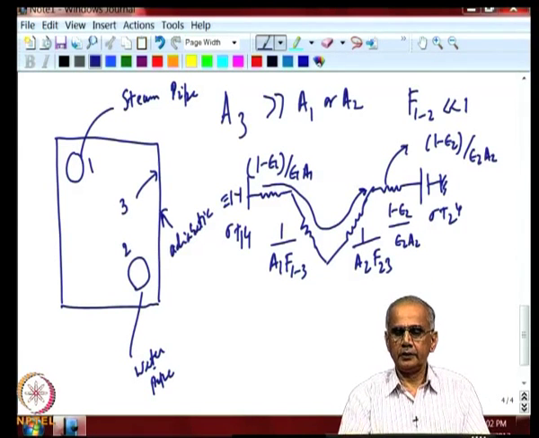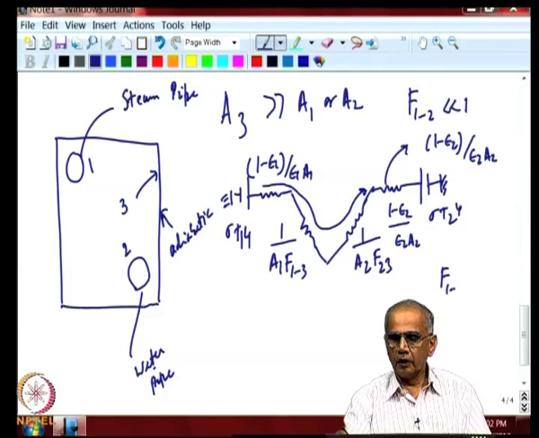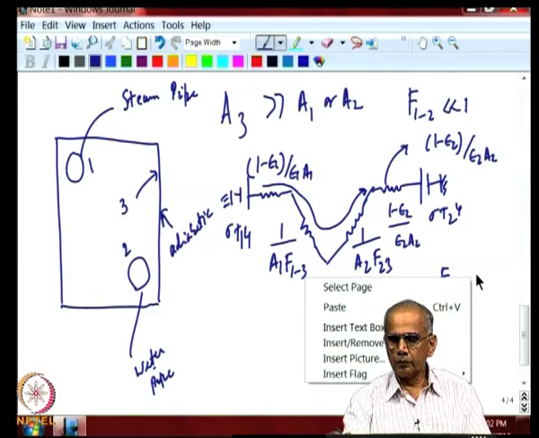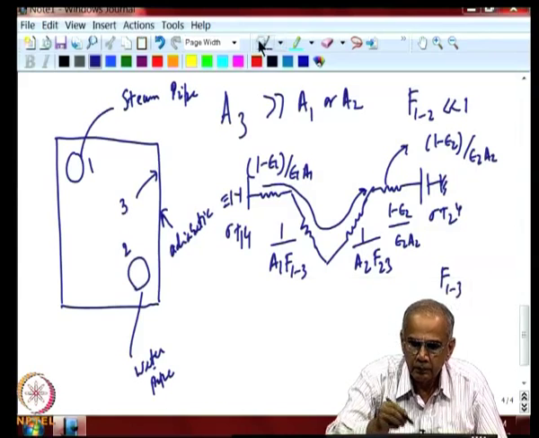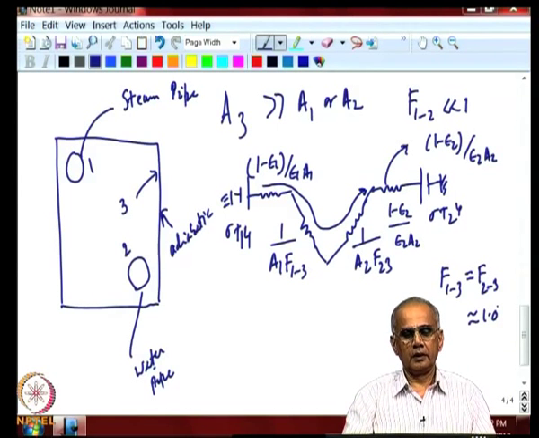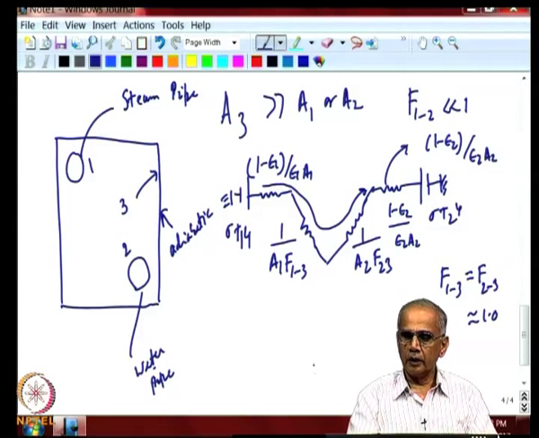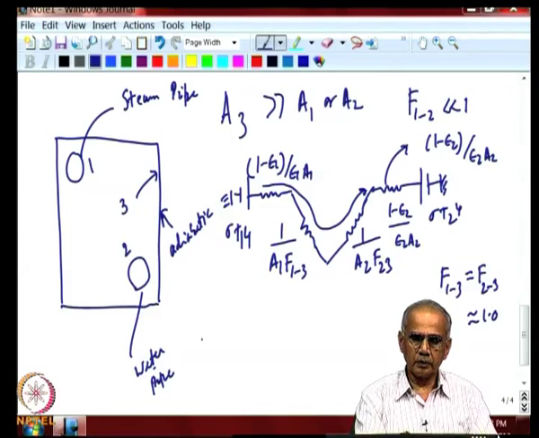So, you can solve this very easily, and the simplest way to do is to assume F13 is equal to F23 approximately equal to 1. We neglect radiation exchange between 1 and 2, we assume most of the radiation emitted by 1 reaches 3 and not 2. If you do that, these two are 1, then you have a very simple result here.